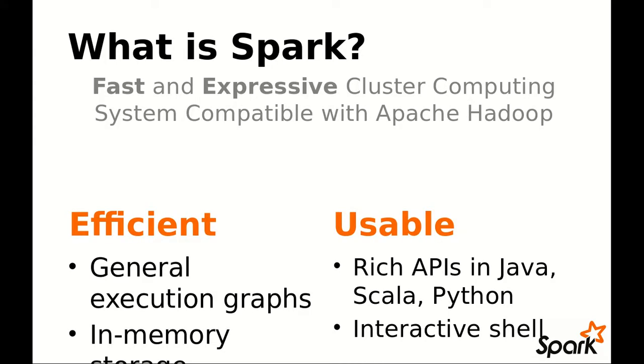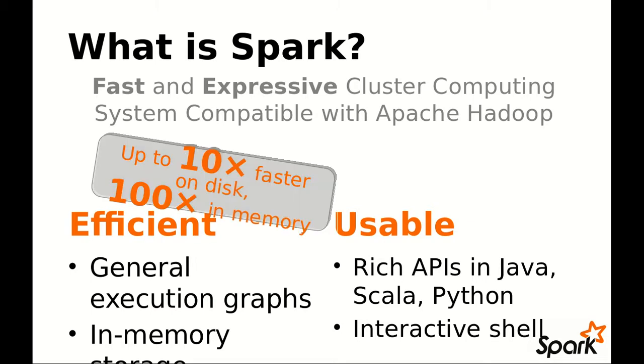What is Spark? A fast and expressive cluster computing system compatible with Apache Hadoop, and efficient in executing graphs in memory. Spark works in memory, with a rich API in Java, Scala, Python, and an interactive shell. It is up to 10 times faster on disk, 100 times in memory, and reduces your code 2 to 5 times. In Java, if you are writing a word count program, it will take around 40-50 lines. But in Spark, with a few lines of code you will easily get the output.